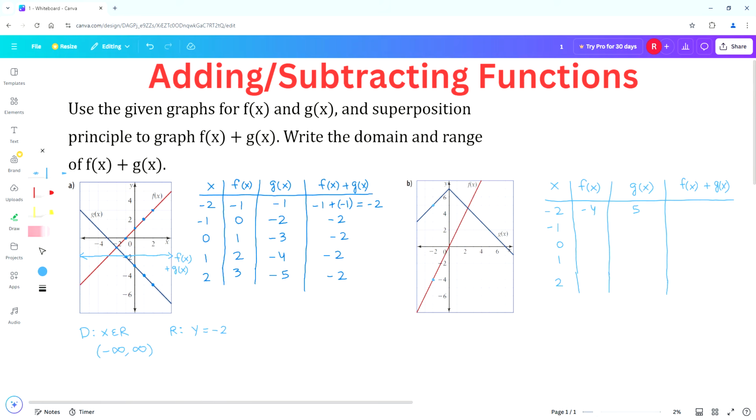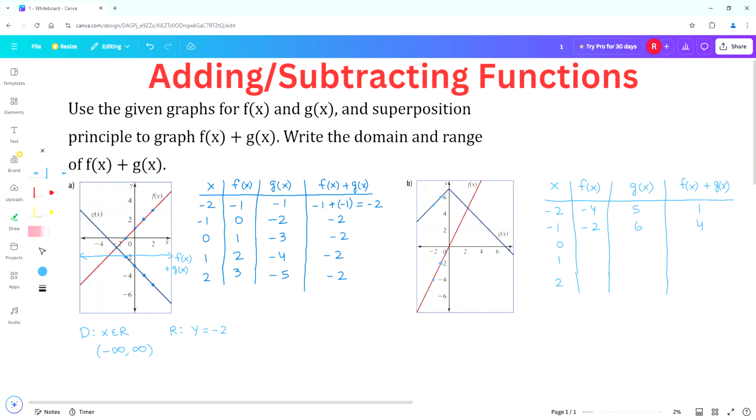At x equals -1, f(x) is equal to -2, this point on the red line. At x equals -1, g(x) is equal to 6, this point on the blue line. So at x equals -1, f(x) plus g(x) is equal to -2 plus 6, which is equal to 4.